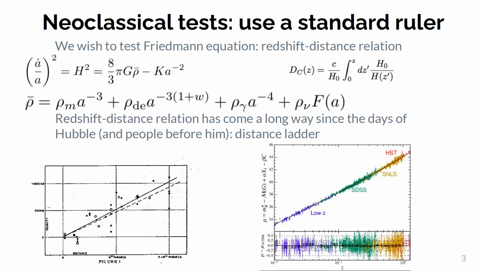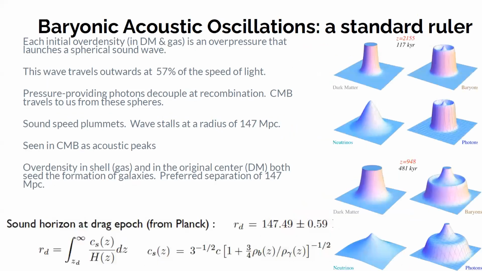But even if you don't know the absolute normalization of the slope, you can still probe things like how this redshift distance relation is changing with redshift. And this is, in fact, how the cosmological constant or dark energy was first detected, using supernovae. Okay, so let me talk about one specific probe, which is also a standard ruler, which is baryonic acoustic oscillations.